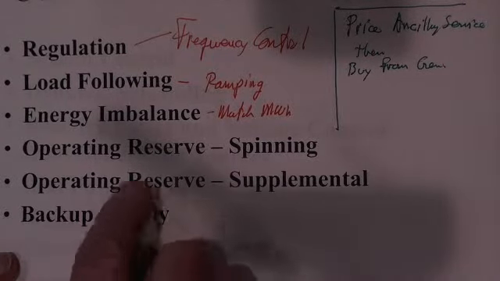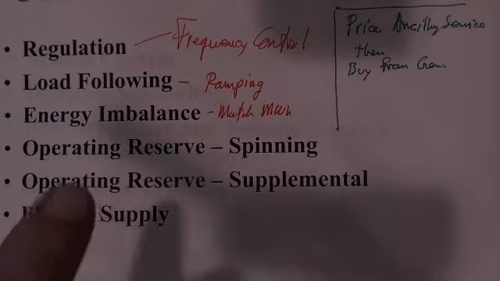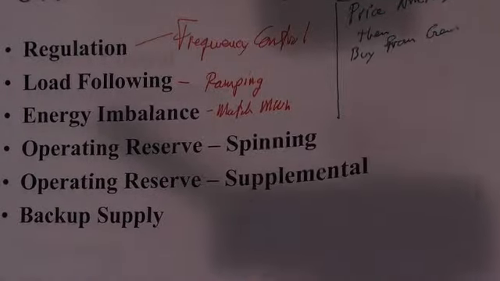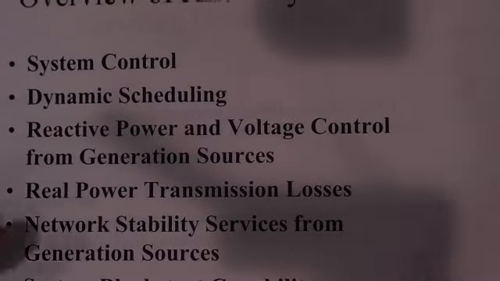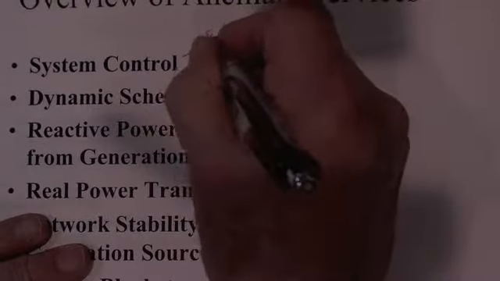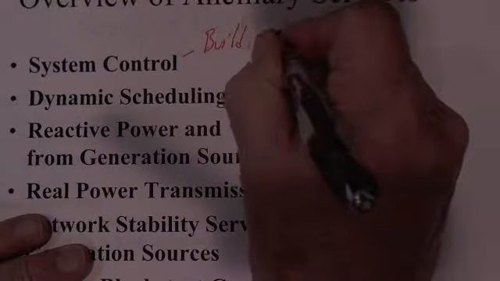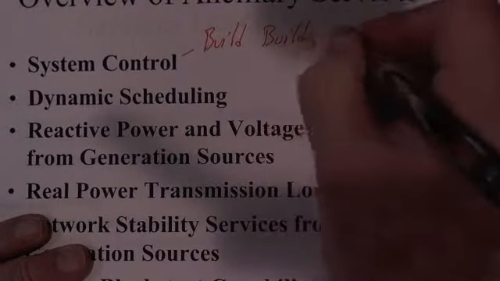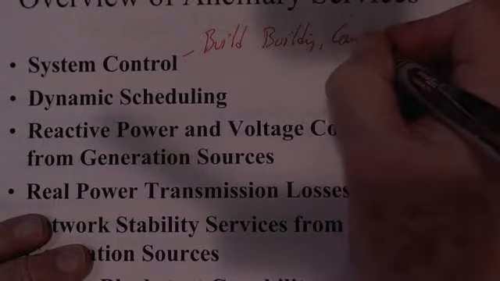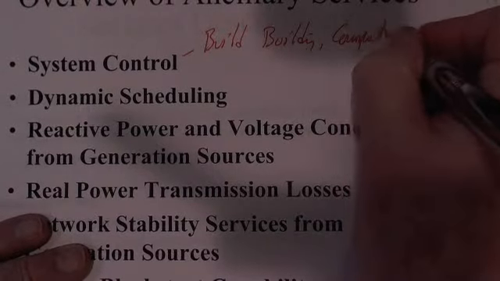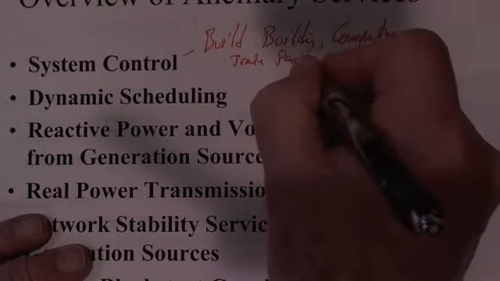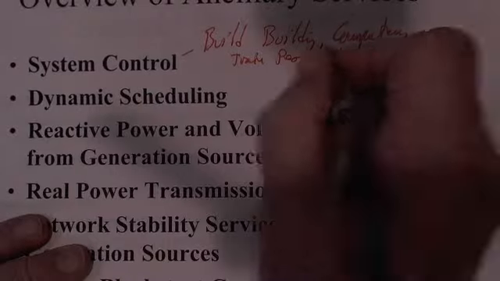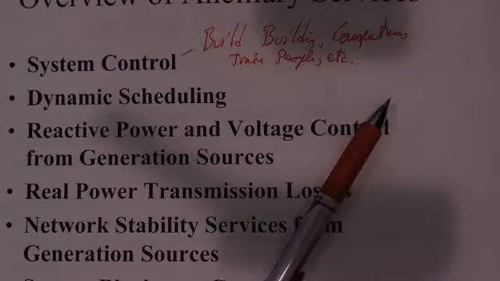And any of these, they're priced, and you buy it from the generator. Here's more. System control. That means somebody has to build a building, install computer systems, train people, etc. The system control is expensive. Somebody has to provide it.